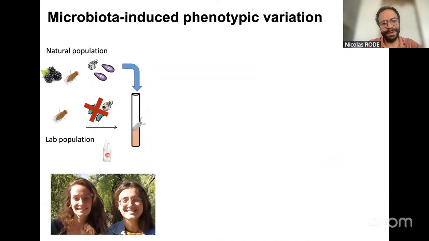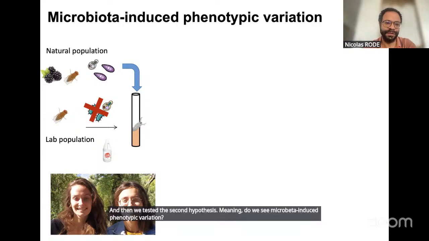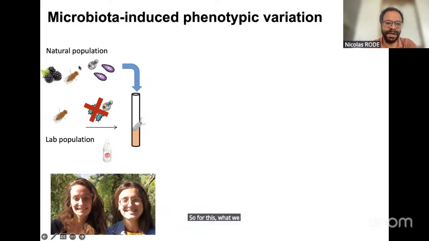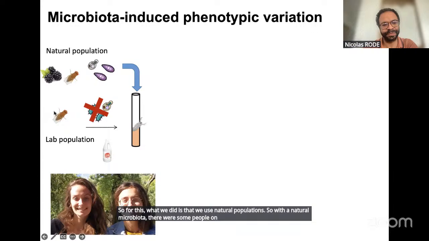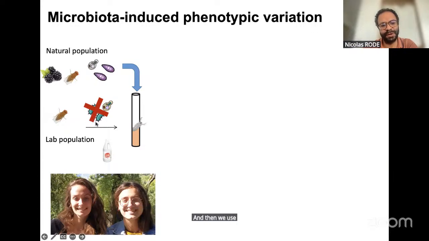And then we tested the second hypothesis, meaning do we see microbiota-induced phenotypic variation? So for this, what we did is that we use natural populations. So with a natural microbiota, they were sampled on blackberry. And then we use a lab population where we remove the microbiota using bleach. And we added this microbial community to our lab population.